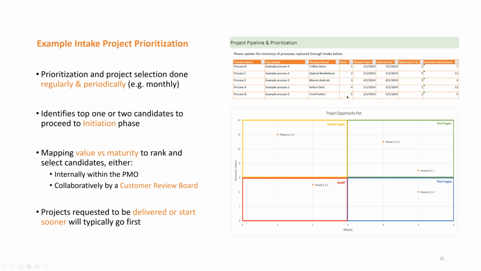And the prioritization or ranking of these projects would typically happen either internally within your own PMO, if that's how you're structured, or through a concept of a customer review board, where you might have representatives from the different key functions in your business who are senior enough to make a decision on what the priority should be, either through a consensus method or through a majority rules type of method. There are lots of different ways that you can implement that.